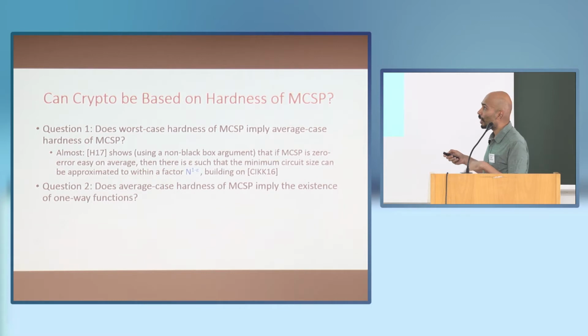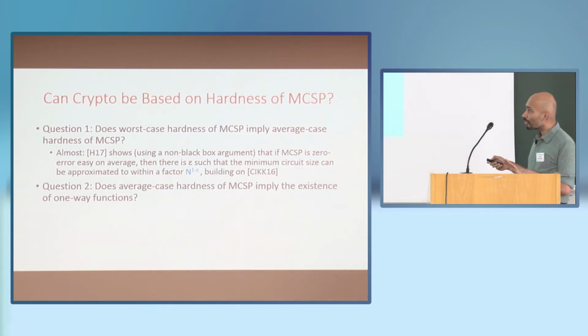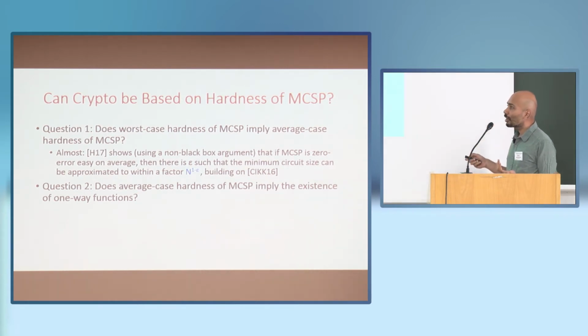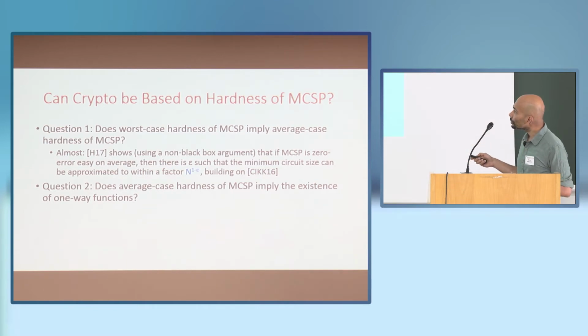And I had independently a similar result for average-case MCSP with a factor n to the epsilon instead of n to the 1 minus epsilon. So that's for one direction. It seems that working with MCSP helps us in terms of hardness amplification. And then we can ask question 2: do we get some sort of cryptographic leverage out of the average-case hardness of MCSP in this sense?